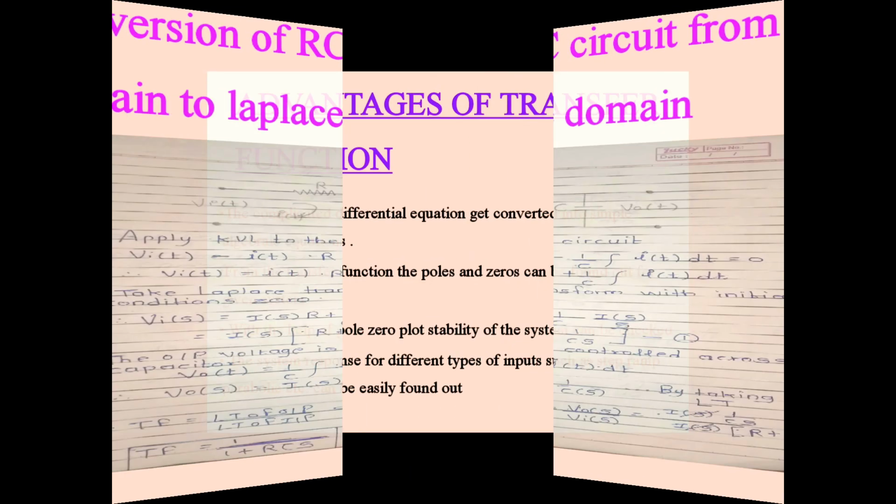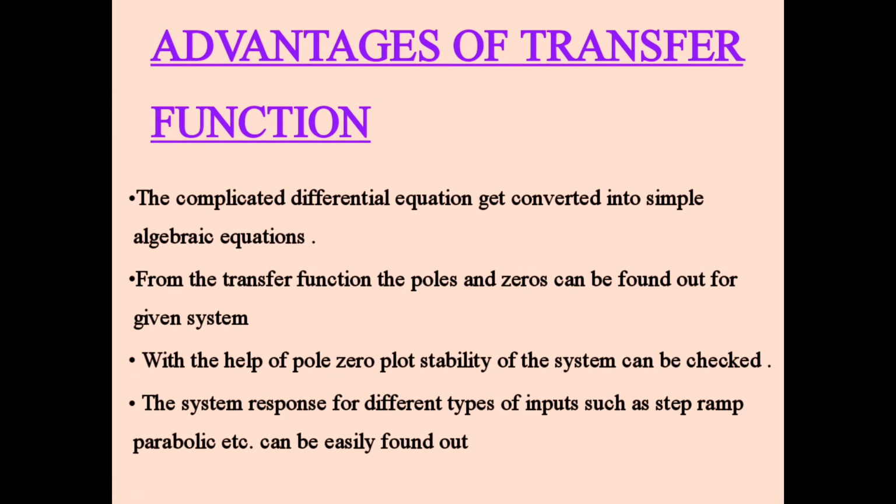So moving to the next, the advantages of the transfer function are that a complicated differential equation gets converted into a simple algebraic equation. It means that simplicity increases. From the transfer function, poles and zeros can be found out for the given system.